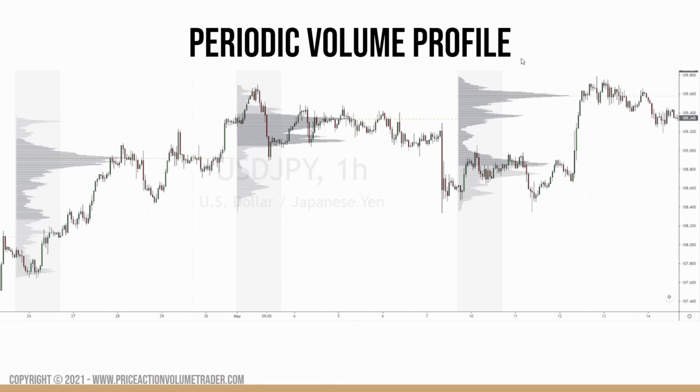Then a periodic volume profile. In this case, this is a forex chart, the dollar yen 1 hour, and I set it as a weekly volume profile. As you can see, these shaded areas here in the back are Mondays. This is a little indicator I have on TradingView just to easily see when every week starts. And so you can see we have a volume profile that covers, in this case, the 5 trading days for each week in this forex market.